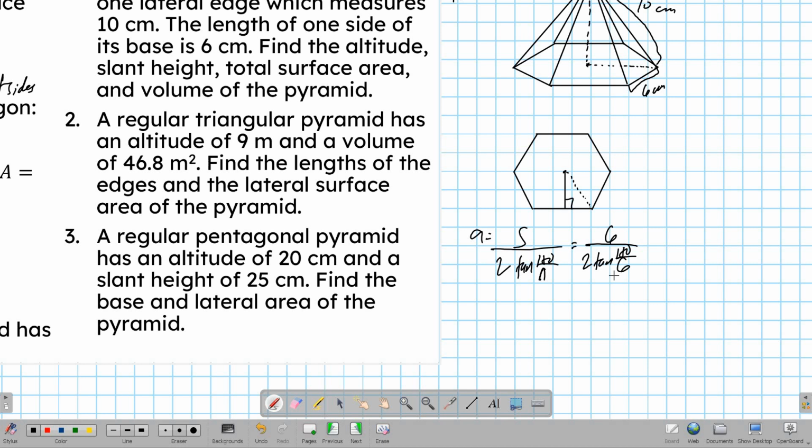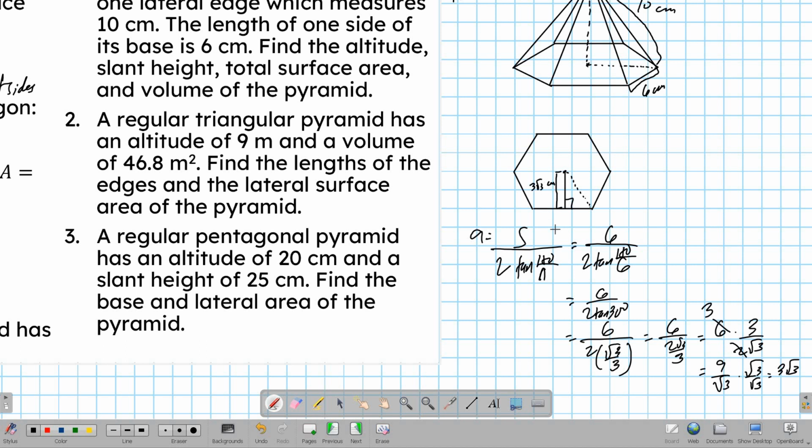So, with that, I am going to get 6 over 2 times tangent of 30 degrees. And we know the tangent of 30 degrees is square root of 3 over 3. So that's 6 over 2 times square root of 3 over 3, which will become 6 times 3 over 2 square root of 3, which becomes 9 over square root of 3. Rationalizing it, I'm going to get 3 square root of 3. So this apothem here measures 3 square root of 3 centimeters.